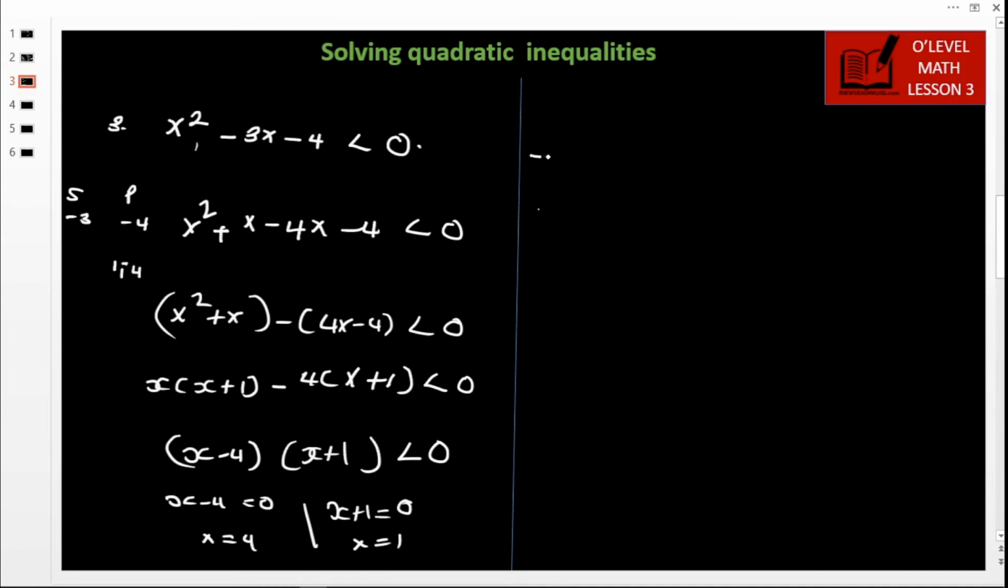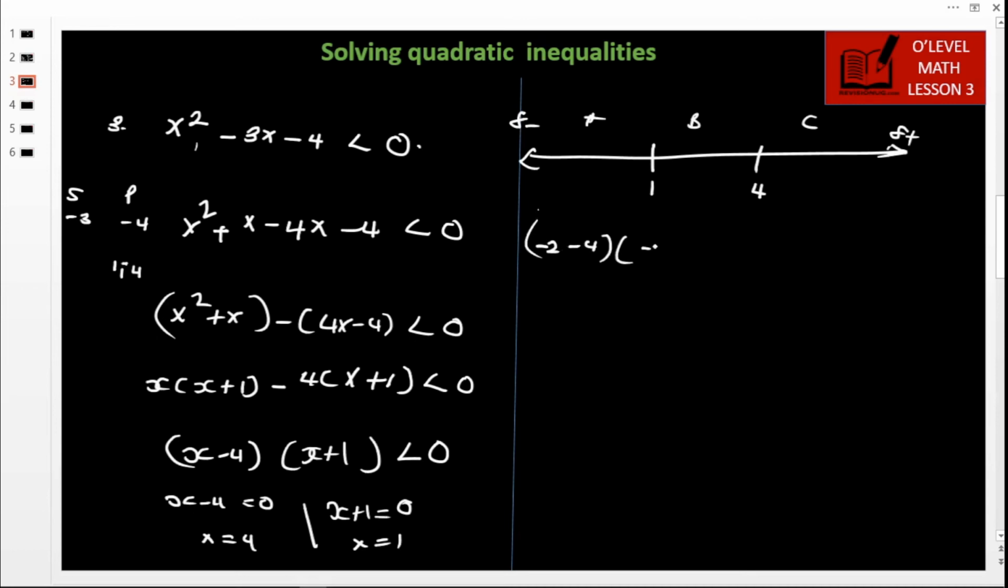So let us draw them and test. So we are having negative 1 here and also a 4. So this is a number line. Here it is continuing to negative infinity, then this one is positive infinity, sorry. We have regions A, B and C. So we are testing if we get a number beyond negative 1. So let us assume it is negative 2. So if it's negative 2, negative 2 minus 4 into negative 2 plus 1 will be less than 0. What are you getting here?